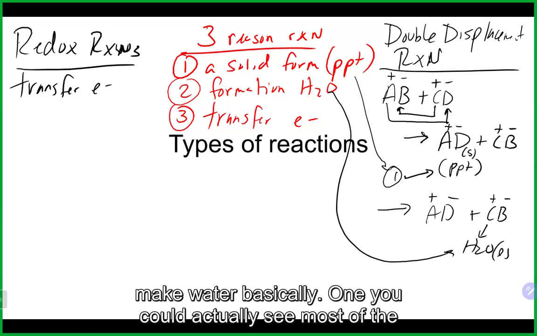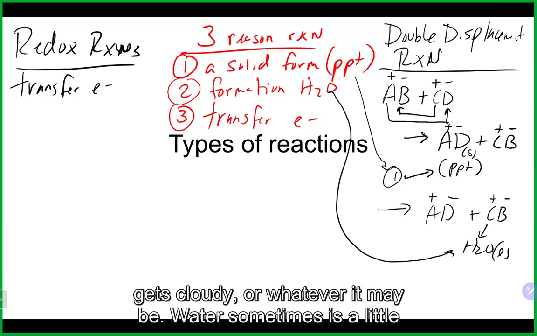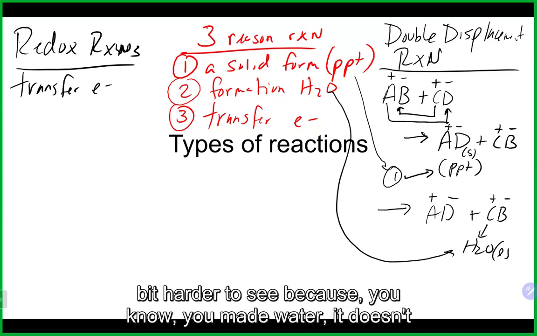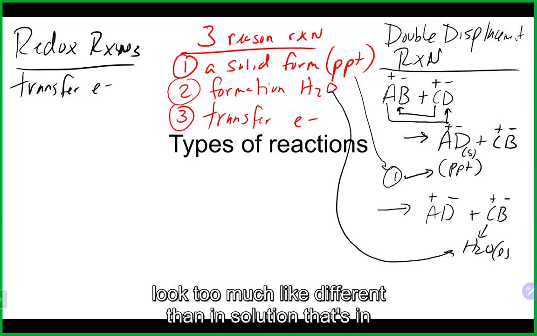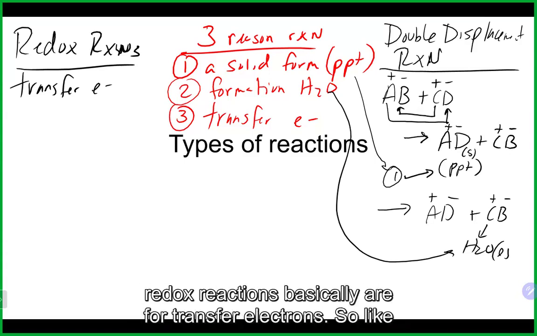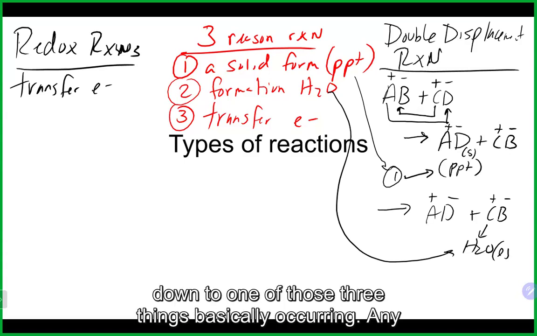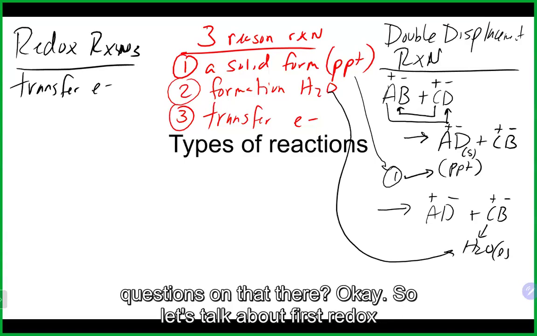One you could actually see most of the time. You could see a solid form in most cases. It gets cloudy or whatever it may be. Water sometimes is a little bit harder to see because, you know, you made water. It doesn't look much different than your solution that's in there, which is water-based. But those are two things. And again, redox reactions are for transfer of electrons. So like I said, pretty much every reaction will boil down to one of those three things occurring. Any questions on that there?